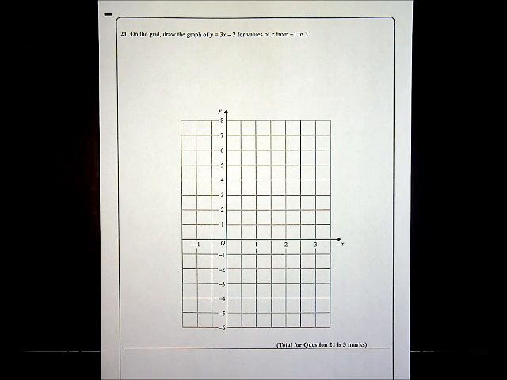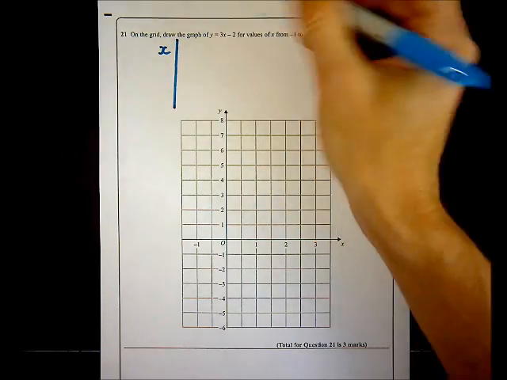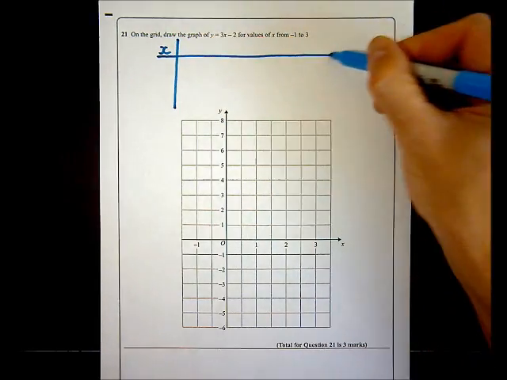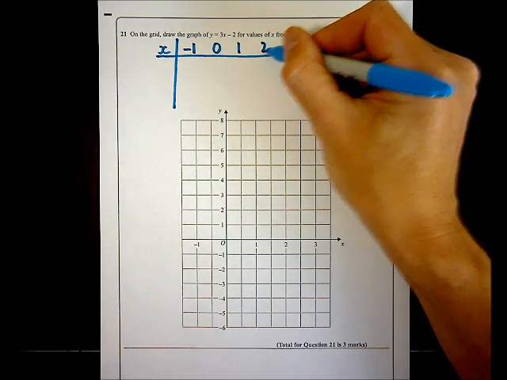On question 21, I'm asked to draw the graph of y equals 3x take away 2 for x values from -1 to 3. So the first thing I'm going to do is construct a table of values, and my x values are going to go along the top, so -1, 0, 1, 2, and 3.